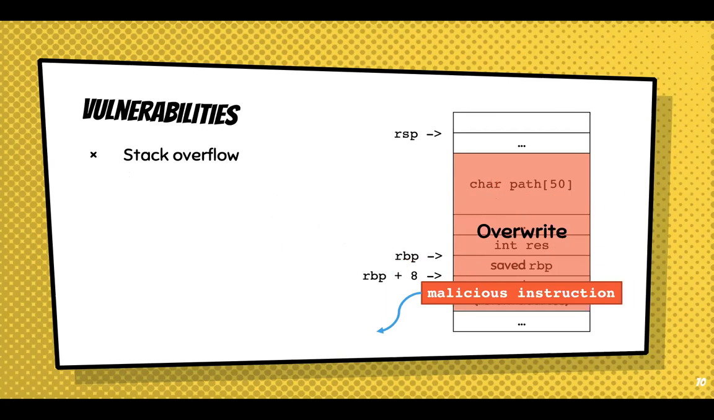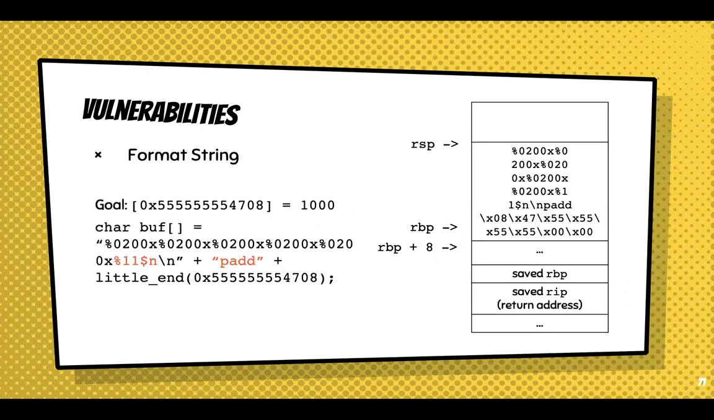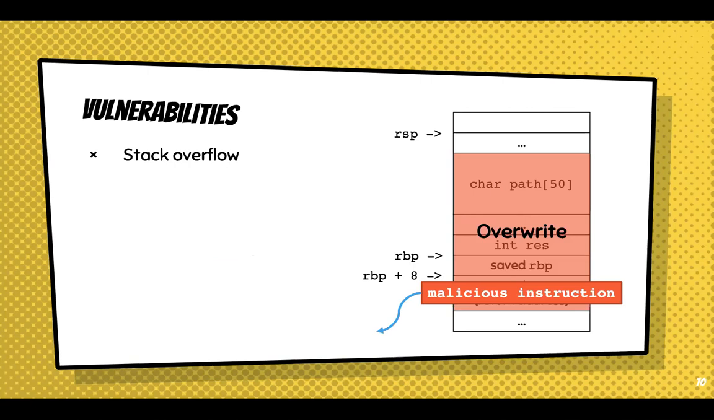Then let's start to talk about vulnerabilities. For stack vulnerabilities, we talk about stack overflow and format string. For stack overflow, the high level idea is that you find a buffer and then overwrite it all the way from the buffer to the saved return address. Then you overwrite the saved return address to make it point to a malicious instruction.